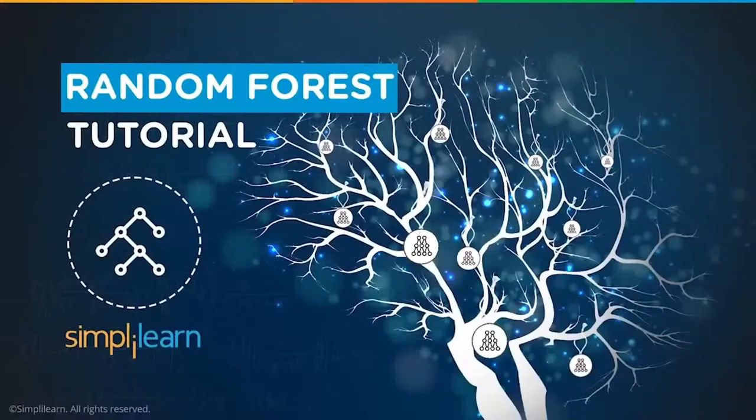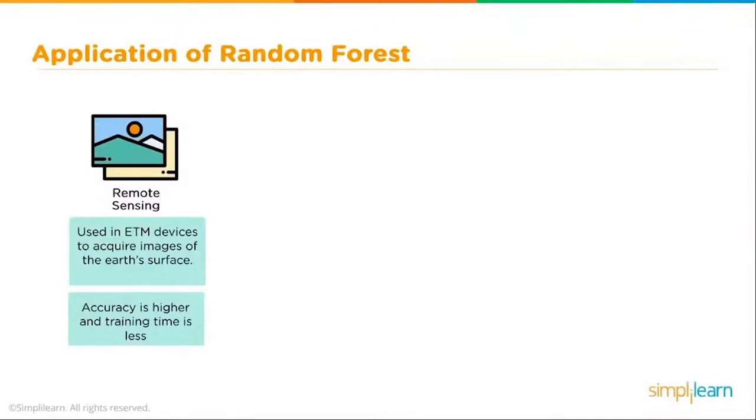We're going to be looking at random forest, one of the many powerful tools in the machine learning library. Before we dive into the topic, let's start by looking at a few of the uses for random forest. Currently today it's used in remote sensing. For example, they're used in the ETM devices. If you're a space buff, that's the Enhanced Thematic Mapper they use on satellites, which see far outside the human spectrum for looking at land masses. And they acquire images of the Earth's surface. The accuracy is higher and training time is less than many other machine learning tools out there.